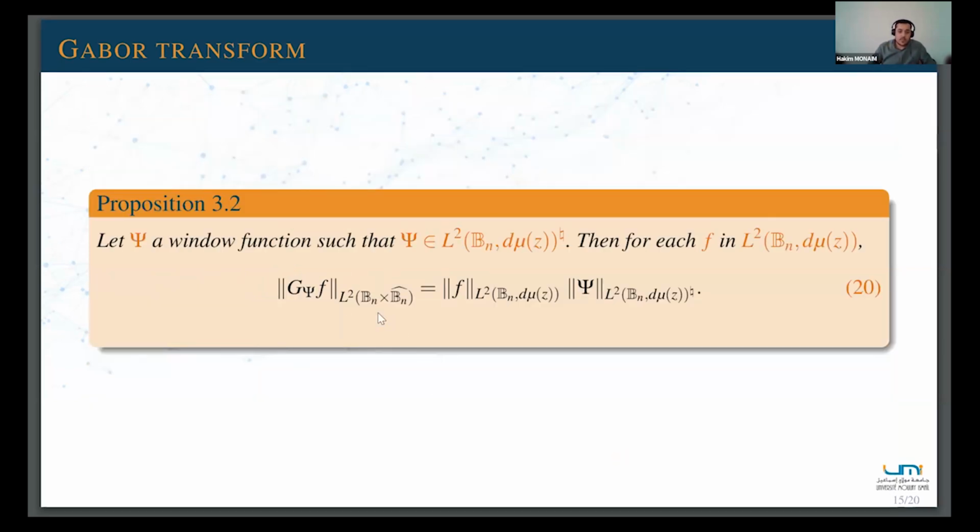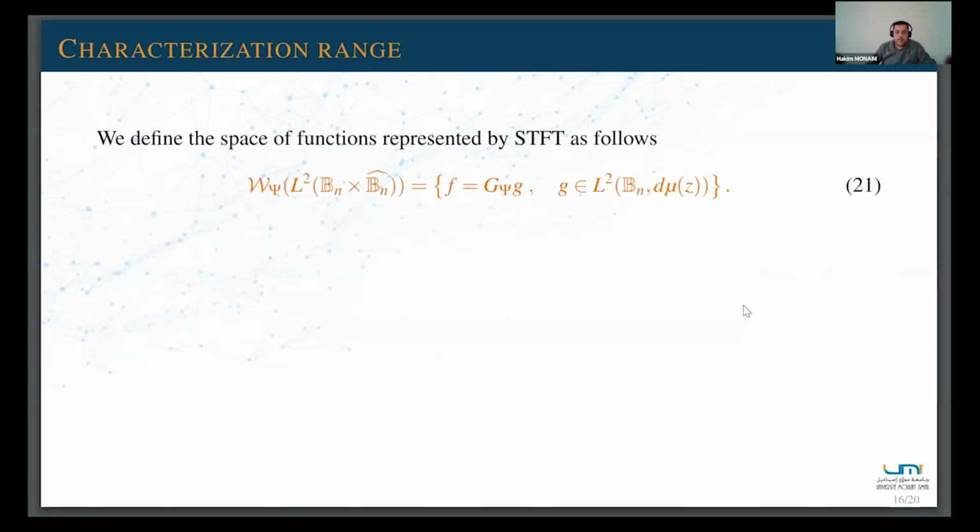Now we have a proposition. Let psi be a window function such that psi is square integrable on the unit ball. Then for each square integrable signal f, we have this identity: the L2 norm of G_psi f is equal to the L2 norm of f multiplied by the L2 norm of psi. This is a similar formula to Parseval.